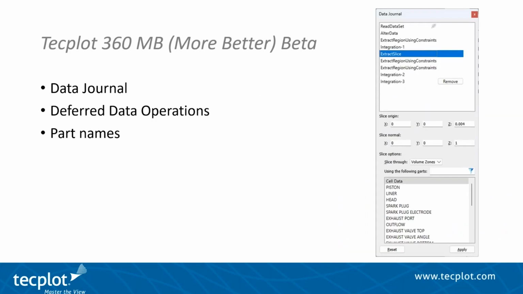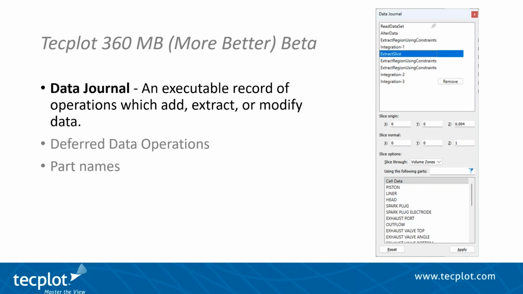So how are we doing this? We're doing this by introducing 3 new major concepts, and that's what we call the data journal, deferred data operations, and part names. So the data journal, now Tecplot 360 has always had this concept of a data journal, but it hasn't been in the GUI and in your face, and it hasn't applied to all of the data actions that are available in Tecplot 360.